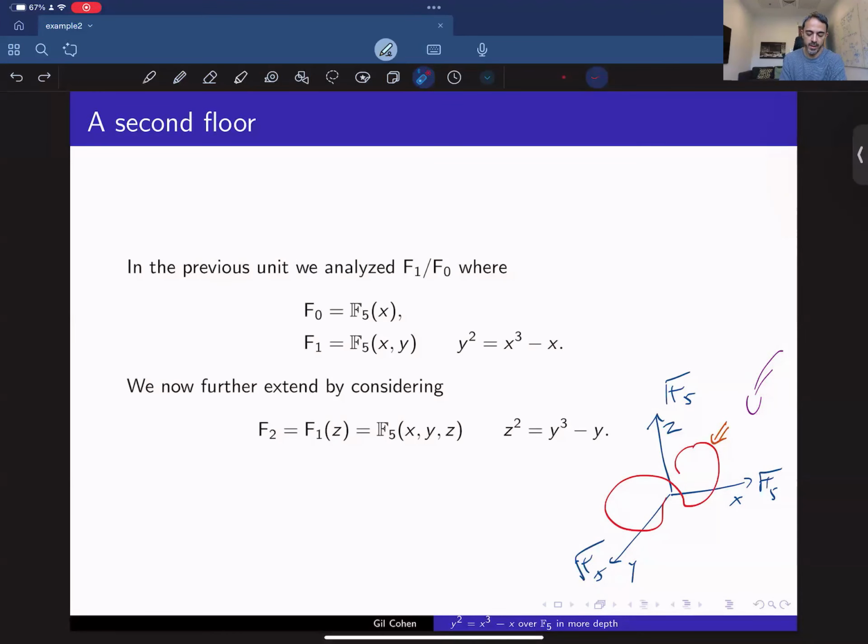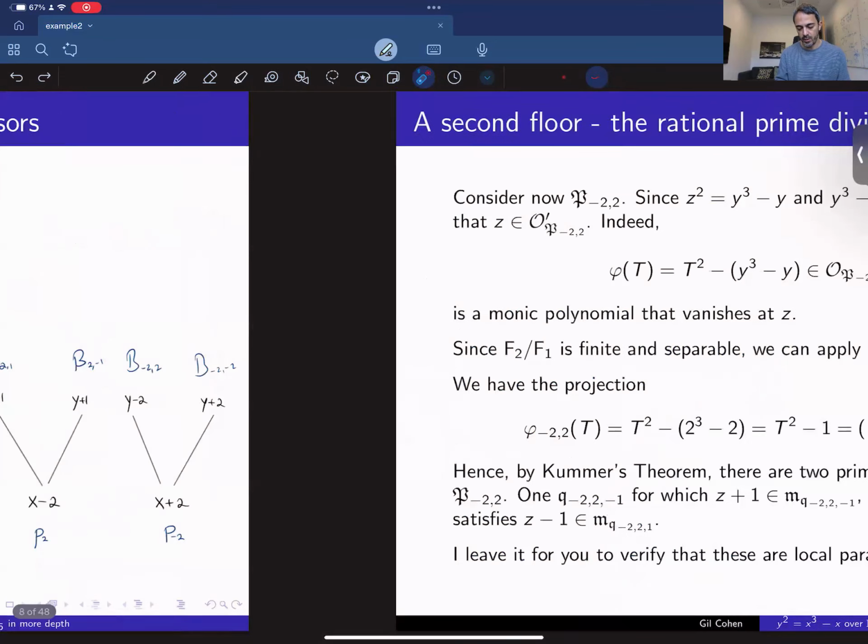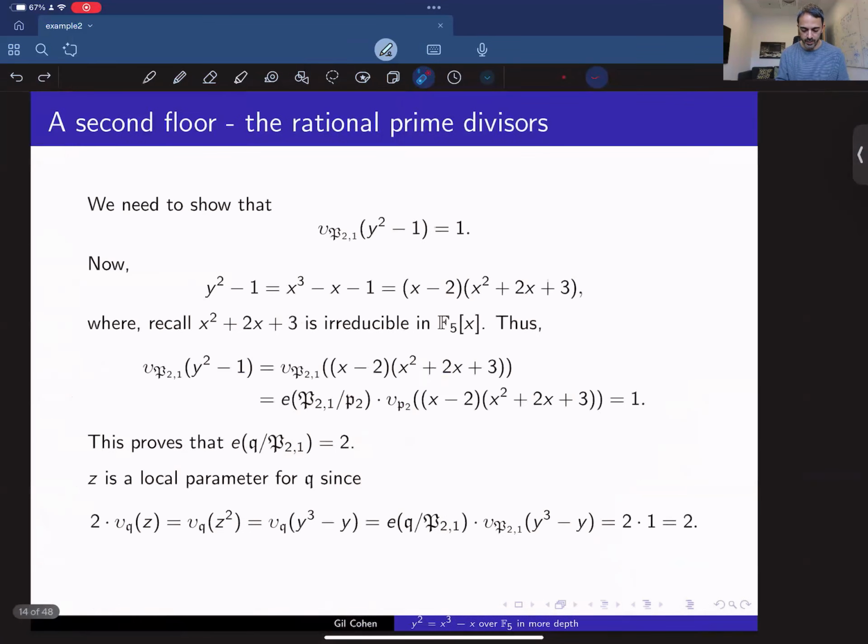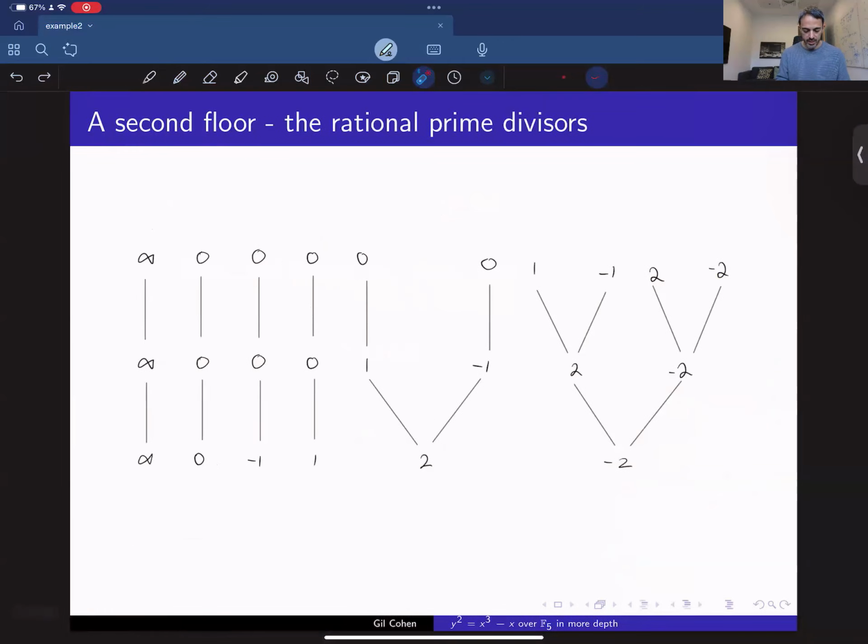Right, so recall that we're looking at this function field, F2, and we join x, y, and z, satisfying y squared equals x cubed minus x, and same for z and y. And we already found the rational places of this function field and so forth, and we ended up summarizing those rational places that we found using this kind of diagram that we talked about.